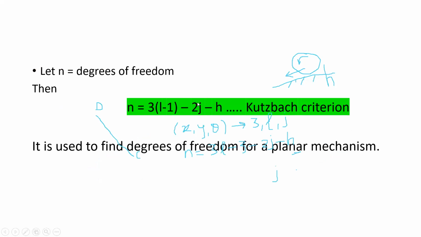Note this equation, and also mention what is N, what is small l, what is J. J is the number of joints with single degree of freedom, and H is the number of joints with double degree of freedom. So you note down, then we will move further. Again, when you solve numericals on degrees of freedom, you will get more clarity.